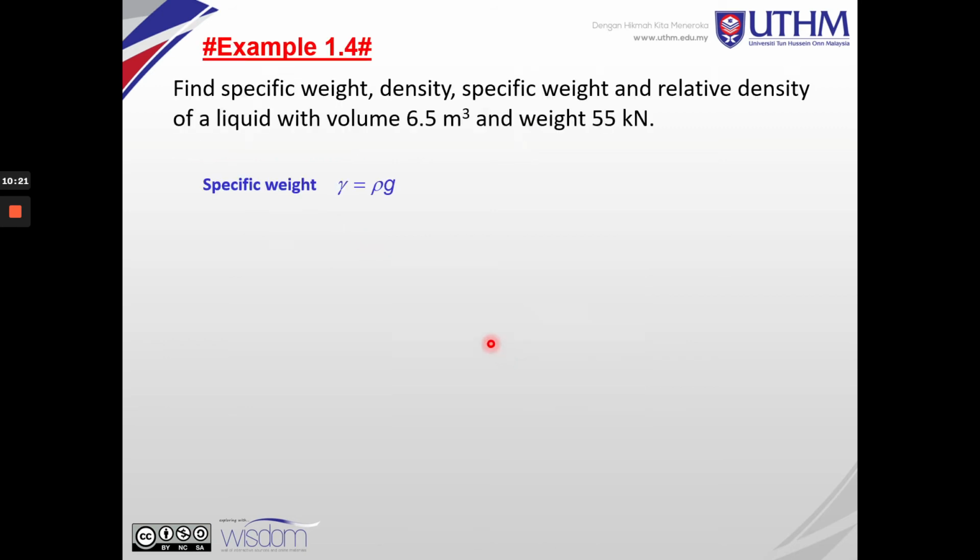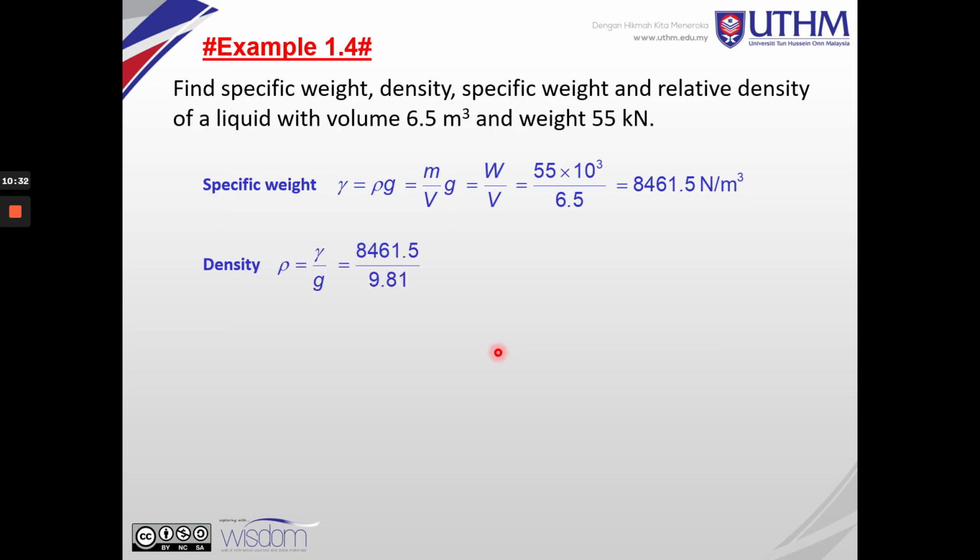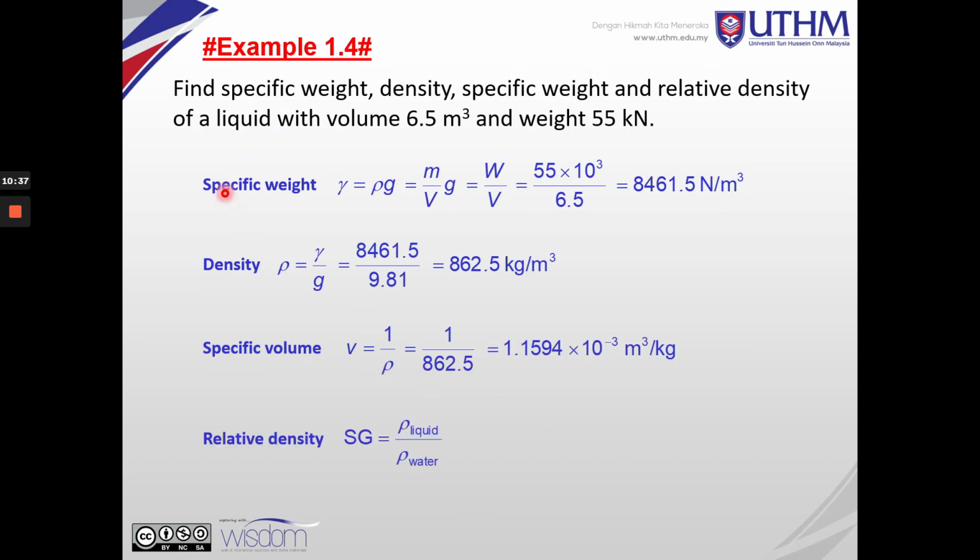Okay, so example 1.4: find specific weight, density, specific volume and relative density of a liquid with volume 0.5 meter cube and weight 55 kilonewton. So we get the specific weight is equal to rho g, or you can use m over V times g, or W over volume. So we get the value here, 8461.5 Newton per meter cube.